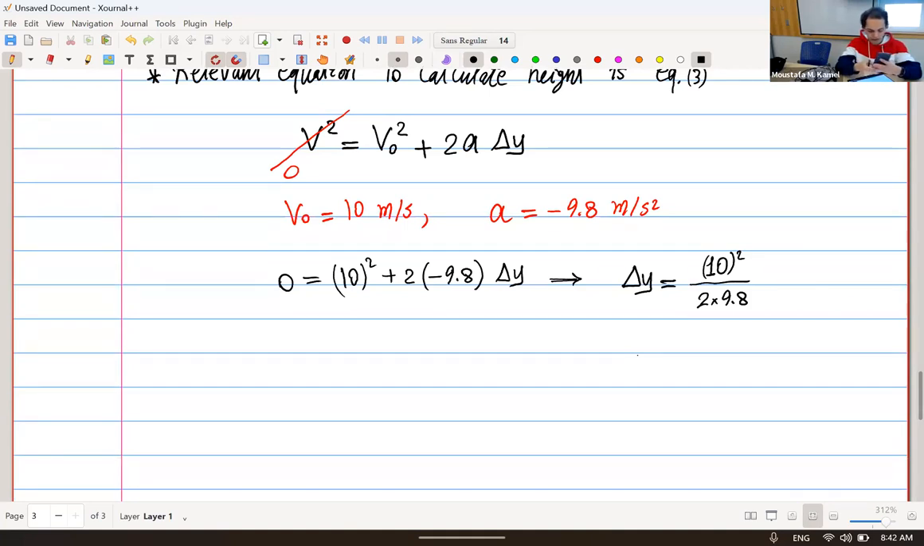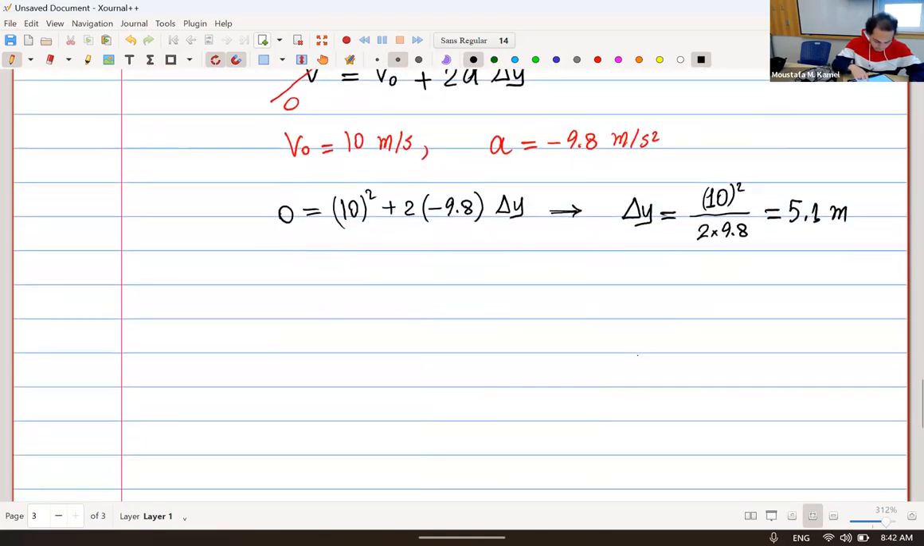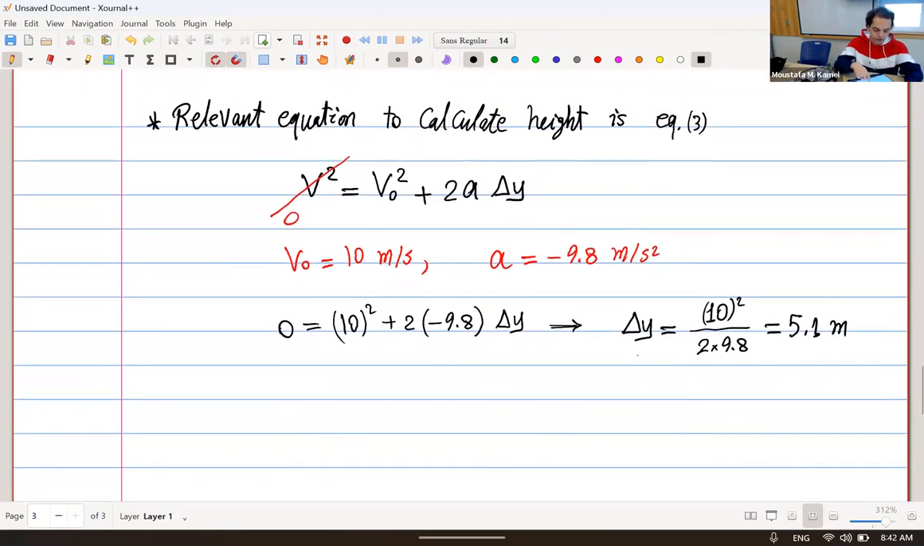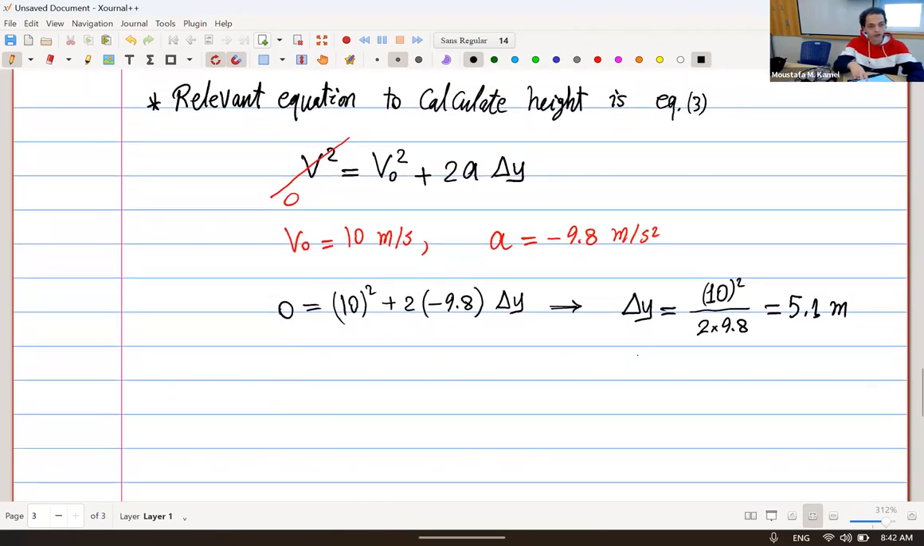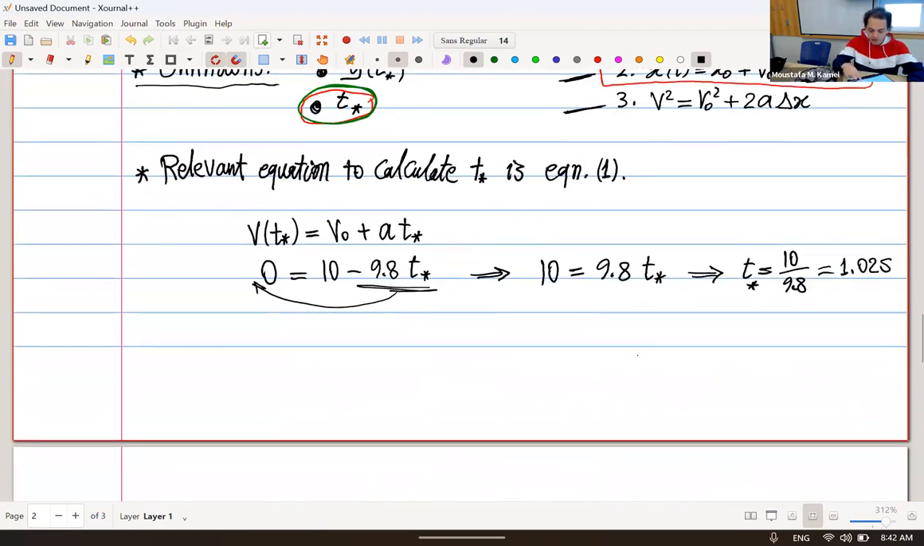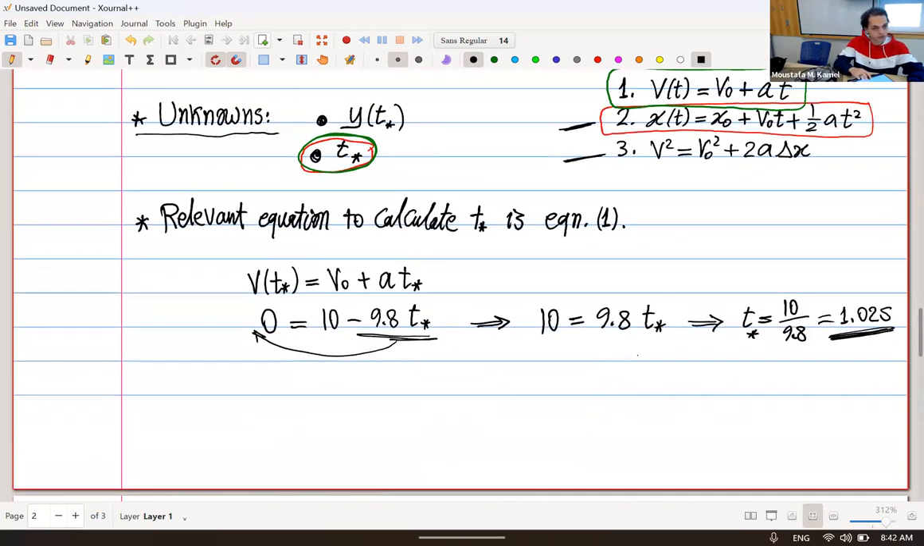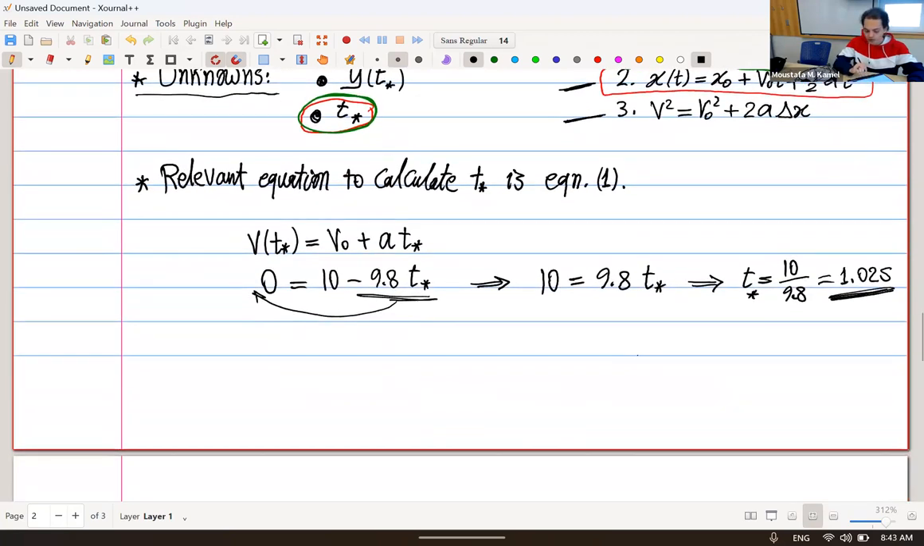So if you calculate that, you will get 5.1 meters. I think you already did this problem, right? You didn't? Okay. But anyway, this is one approach. You can use equation 3, or you can use equation 2 and use the time you calculated in the previous part. But I would suggest using the third equation. So if you made a mistake in calculating the time, this mistake doesn't carry over. Okay.